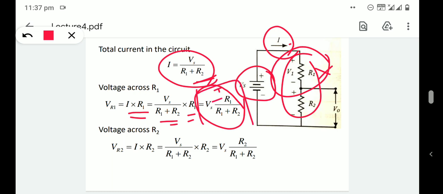The variable I does not appear in this equation. That means without finding the value of current, we can find the voltage across each resistance using this equation.